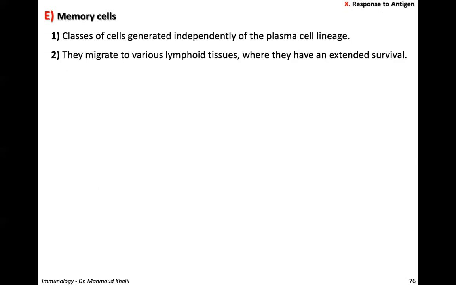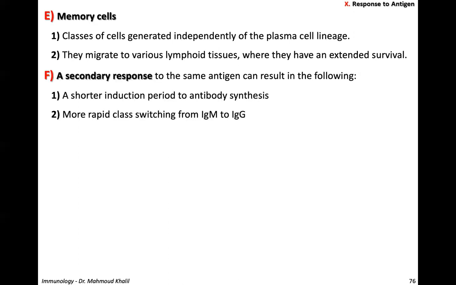So what about memory cells? So memory cells actually are classes of cells, as we all know, that are generated independent of the plasma cell lineage. And they migrate to various lymphoid tissue, and of course they have extended survival and they offer lifetime, some types of cells can offer lifetime immunity.